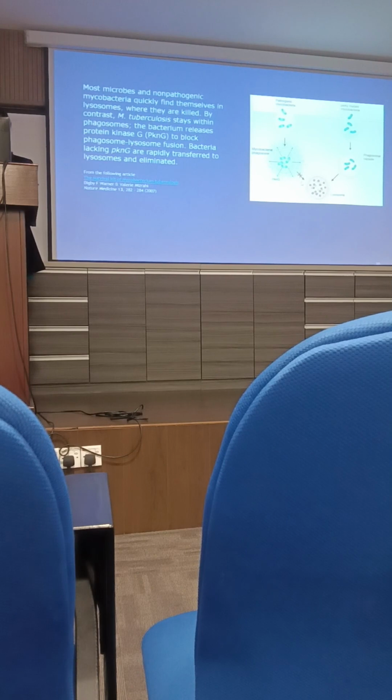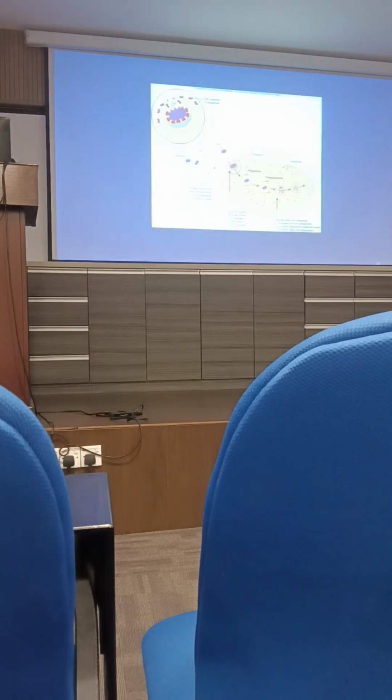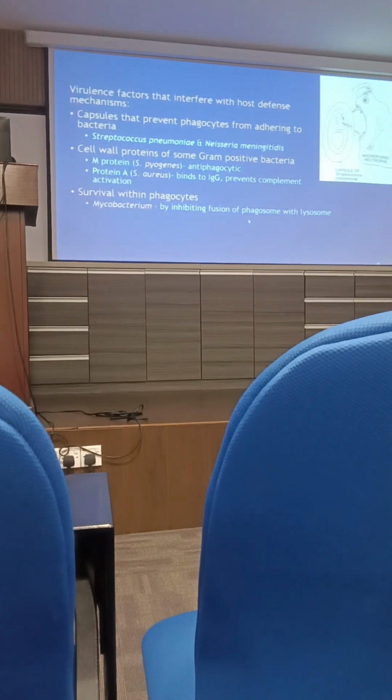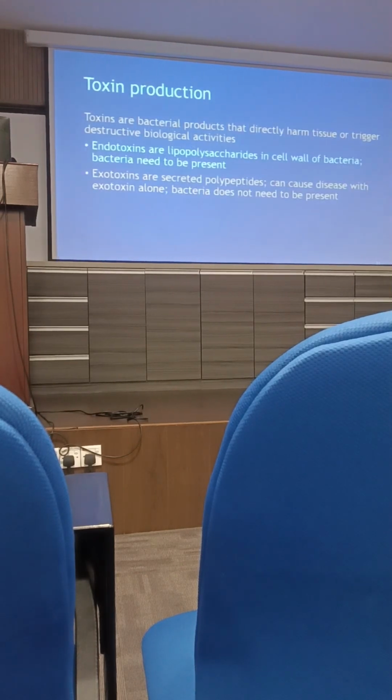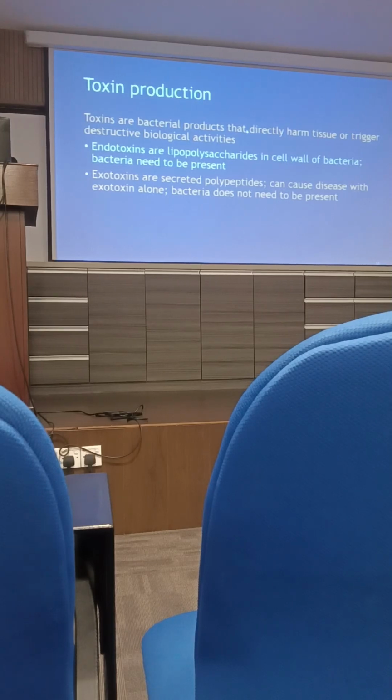So this is an ability of Mycobacterium tuberculosis to survive within phagocytes, which makes it a difficult pathogen to treat or combat. So we have seen adherence and invasion. Finally, toxin production. When I say finally, I hope some people will wake up, but still nobody wakes up. Okay, so toxin production is the third mechanism.